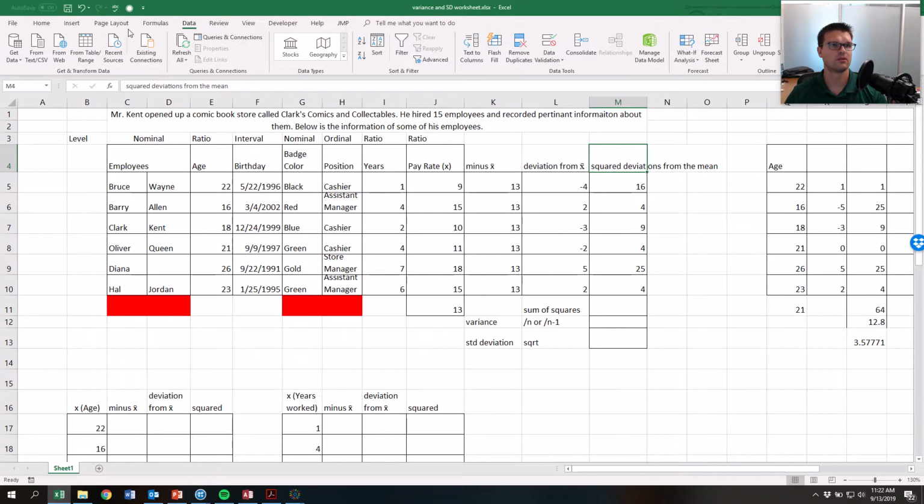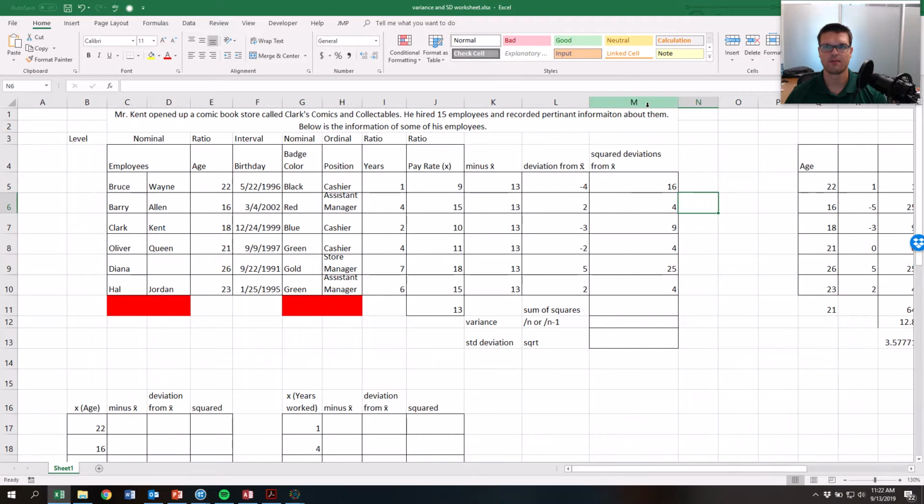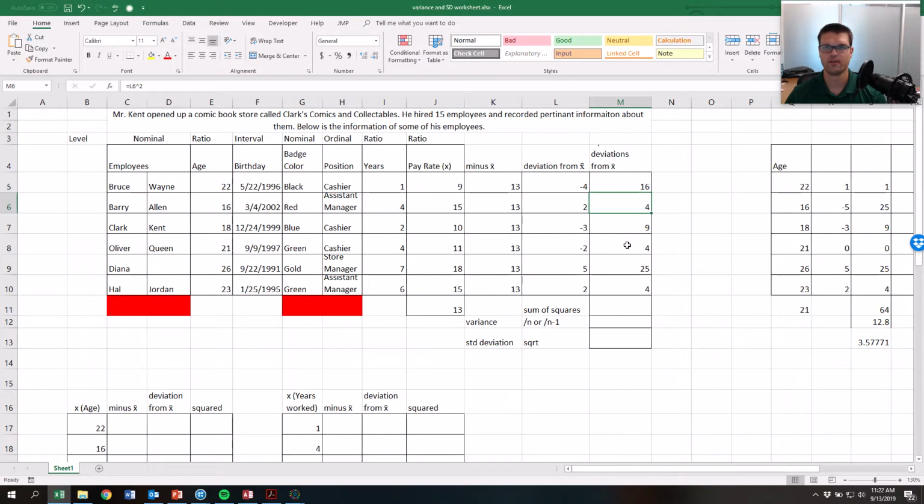Okay, data. Let's see here. Wrap text. Squared deviations from x bar. Then from there, we're going to do equals sum, and we are going to add all of these up. Okay, so that's the next step.